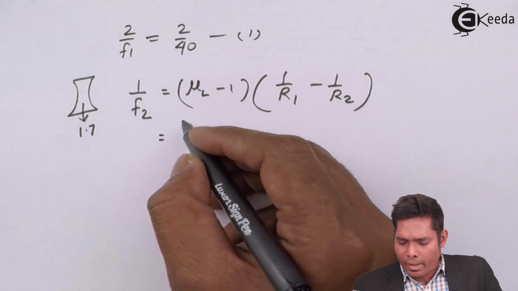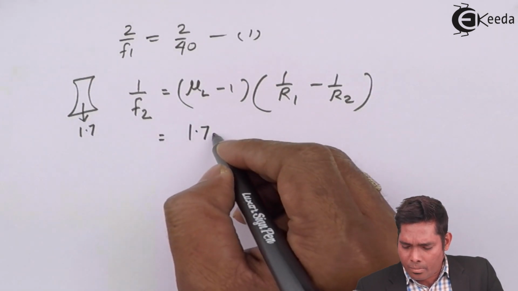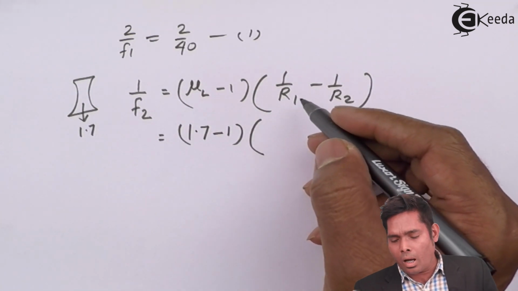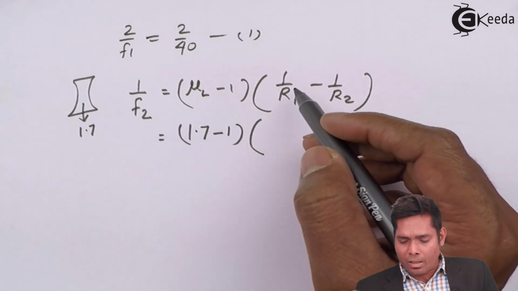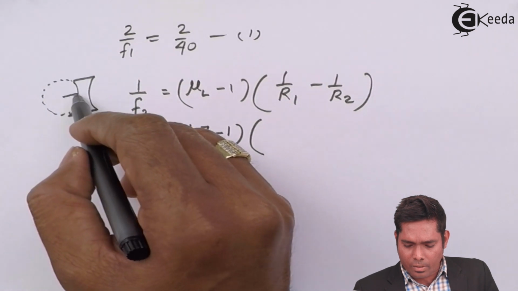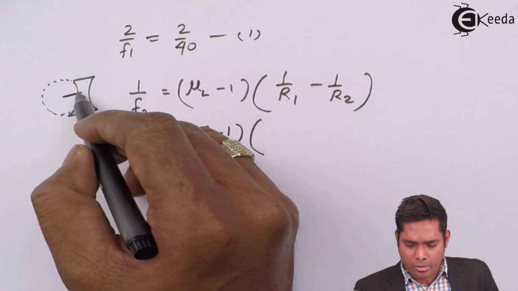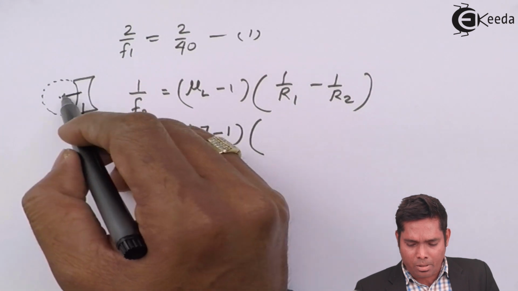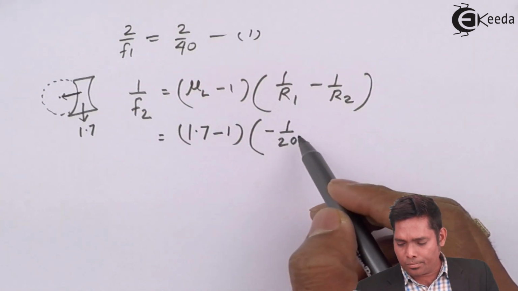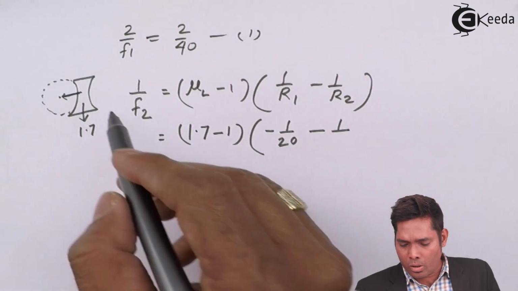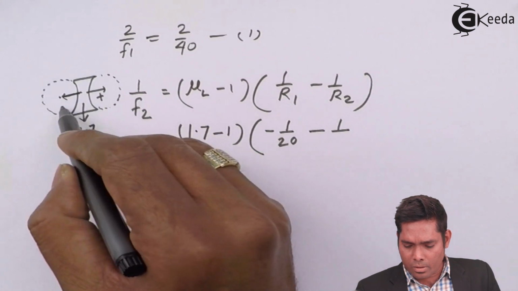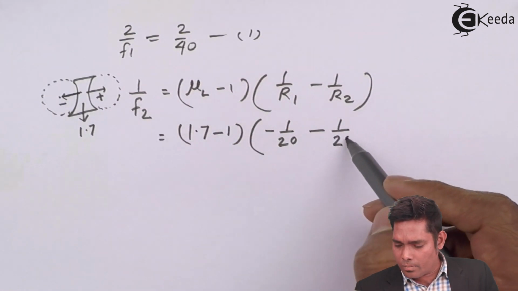Now mu L is given as 1.7, minus 1, into 1 over r1. And what is r1? This is our r1, measured from here, and it is measured towards the left, so it is negative. So it is negative 1 over 20, minus 1 over r2. R2 is lying this side, and it's positive, so this is 20.